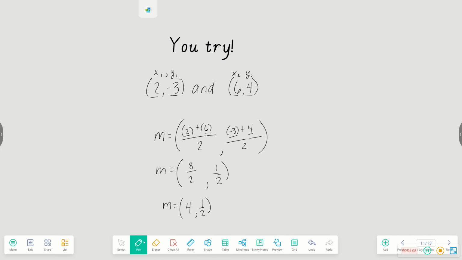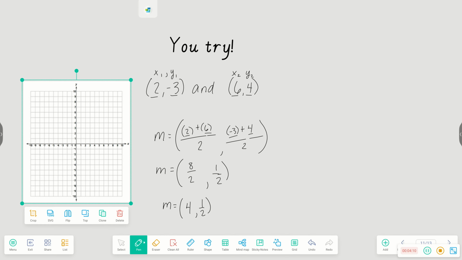You do not have to graph these, but I do just want to make the point of what this looks like. So if I graph my first point 2, -3, and my second point 6, 4, so that's like my point 1 and my point 2. If I graph my midpoint, that's right here, and you can see it's right in the middle of them. It's halfway between the two.